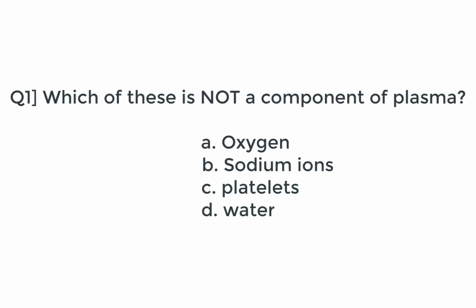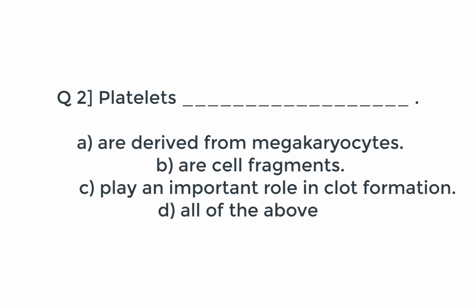Let's solve the quiz question. First, which of these is not a component of plasma? A. Oxygen, B. Sodium ions, C. Platelets, D. Water. You saw this exact same question in the lecture video, so you can find the answer easily. Second question, platelets are derived from megakaryocyte, or platelets are cell fragments, or platelets play an important role in blood clot formation, or ABC, all of the above are correct. So you can find this answer from the lecture video again.